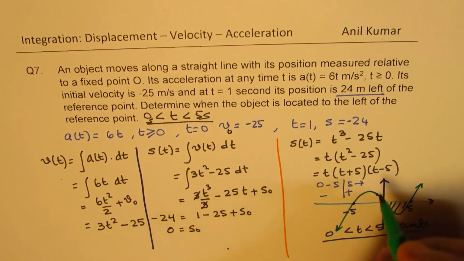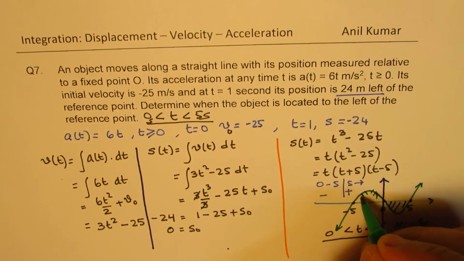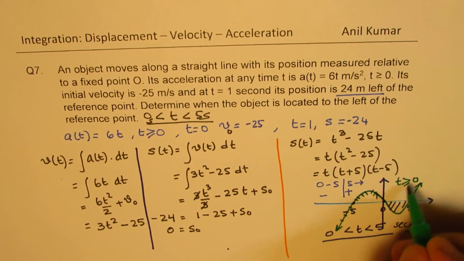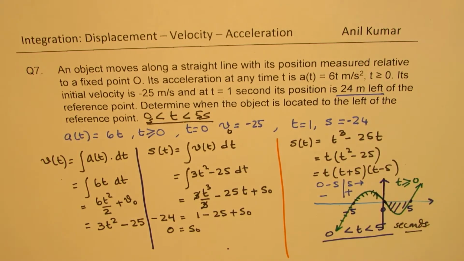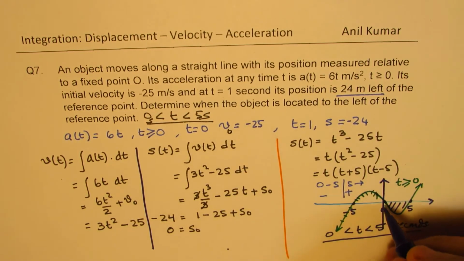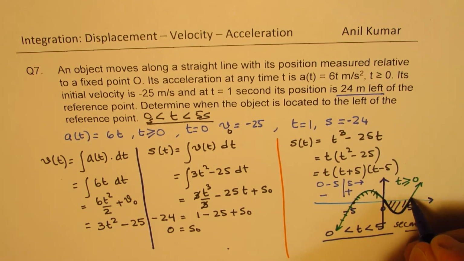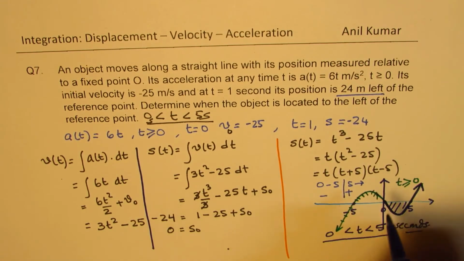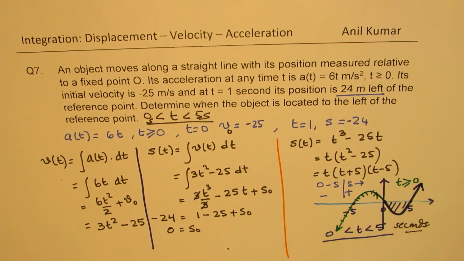In this particular case, there was no need to sketch this portion. I should not have been sketching it since we are given t is greater than or equal to 0, right? So we'll only sketch this side of the graph. Is that clear to you? And from 0 to 5, we see it is on the left side of the origin. Don't take this as the origin. This is where time is. The displacement is negative for t less than 5. So I hope that is absolutely clear.